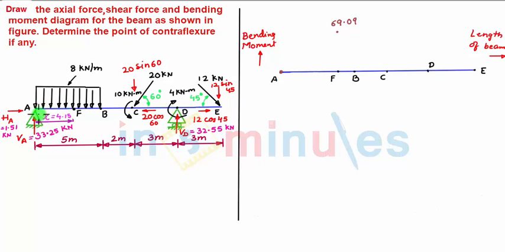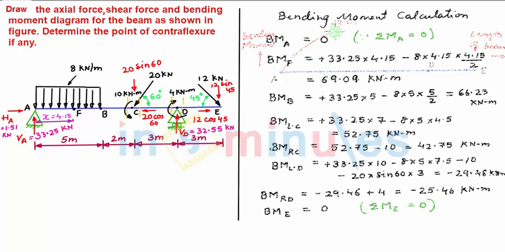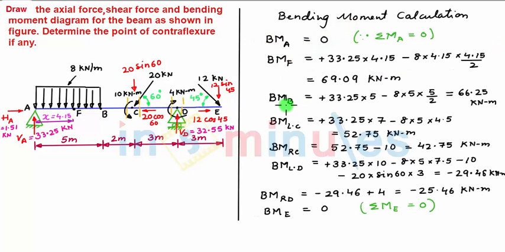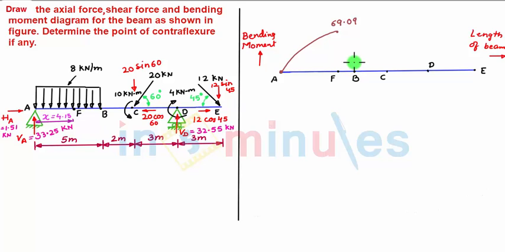Now we see that in the load diagram between point A and F we have the uniformly distributed load. So the variation of bending moment between point A and F will be a parabolic curve. Also, the bending moment at point B is 66.25 kilonewton meter. So above point B, we plot bending moment of value 66.25 kilonewton meter. Now again between point F and B, we have uniformly distributed load. So the variation will be a parabolic curve.